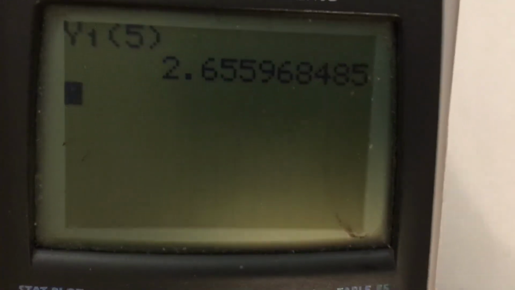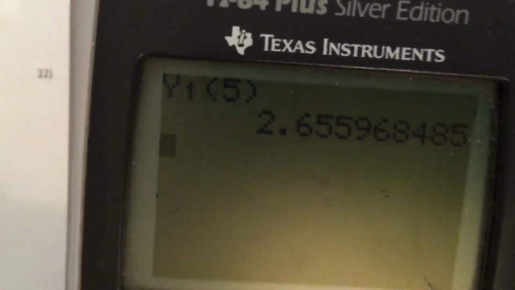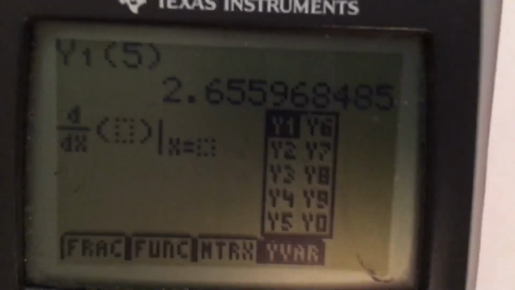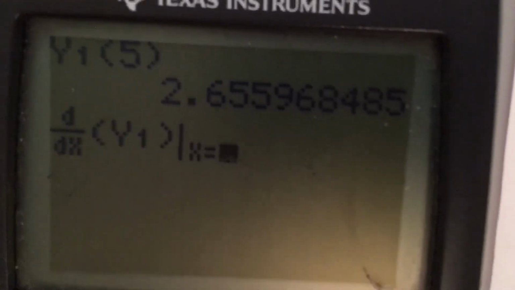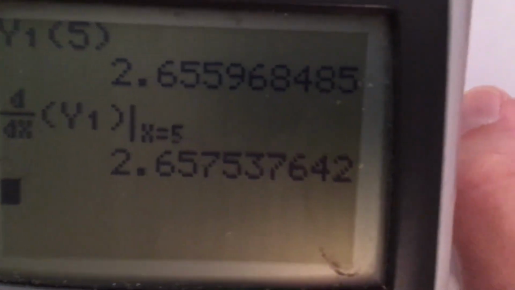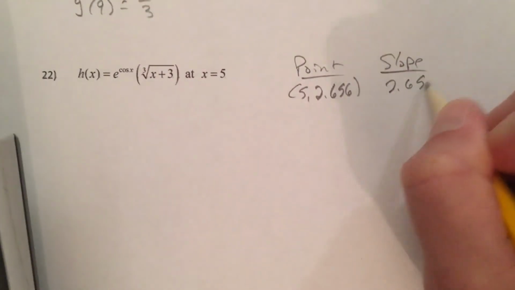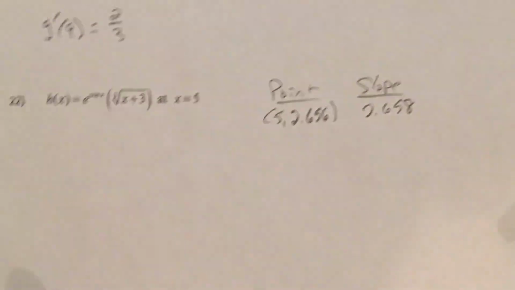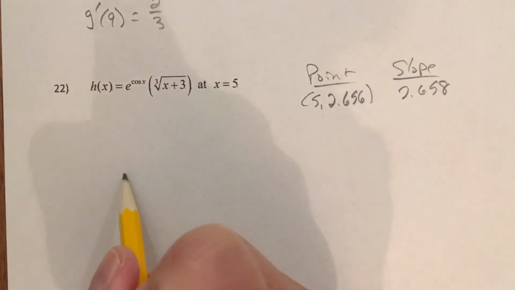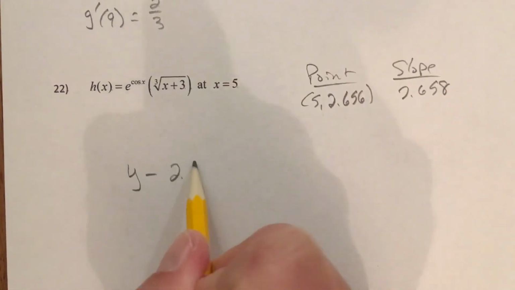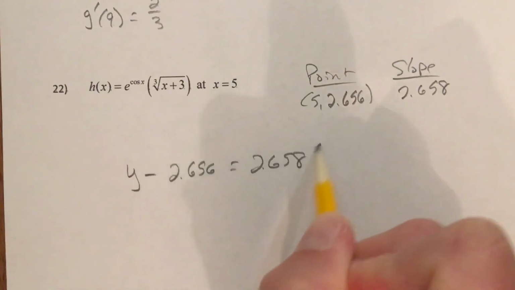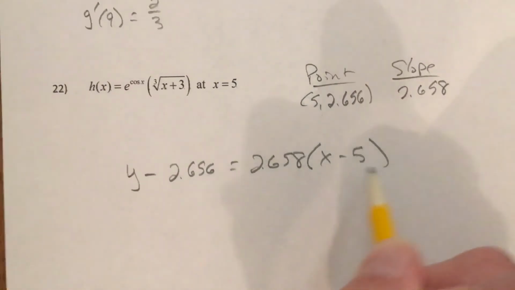All right. And then as far as the slope goes, I want the derivative. So I'm going to go math 8, derivative of alpha trace y1 at x equals 5 is 2.658. 2.658, almost exactly the same as the y value. All right, so now we have our slope, our point. Let's go ahead and make the equation. y minus 2.656 equals 2.658 times x minus 5.